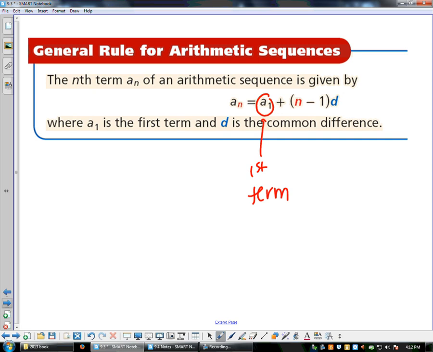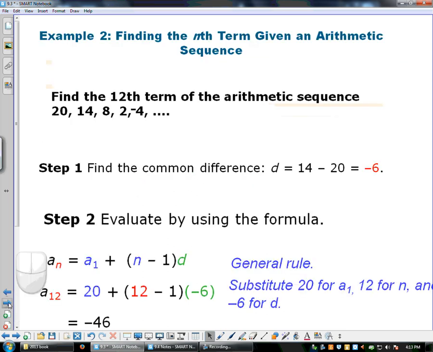Again, the n you plug in right here will be the number of whatever term we are looking for. This is going to be the explicit rule because it does not refer to the term previous to it. You do need to know the first term in order to use this, though. So for the explicit rule, you're just plugging in the term number that you want to find for n to get the term that you're trying to find.